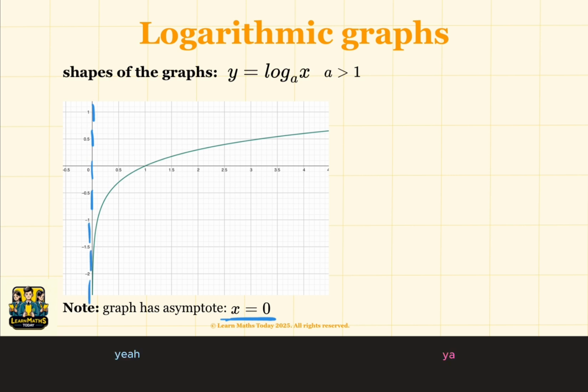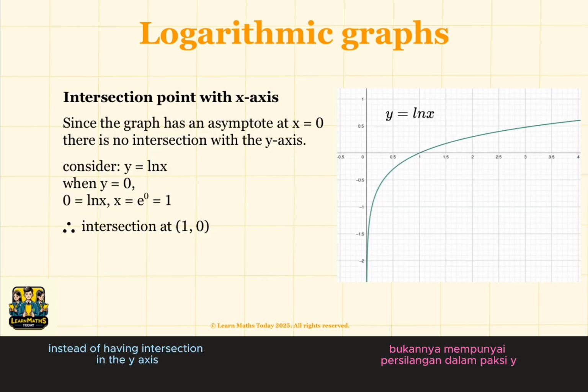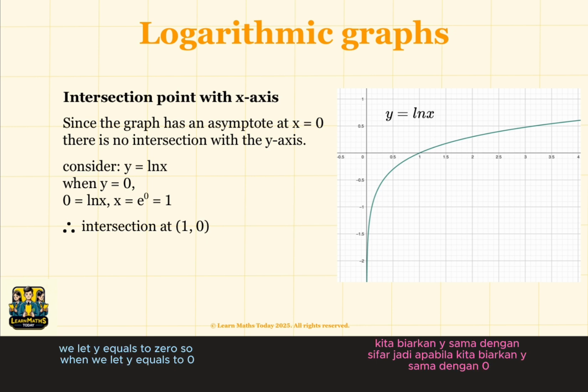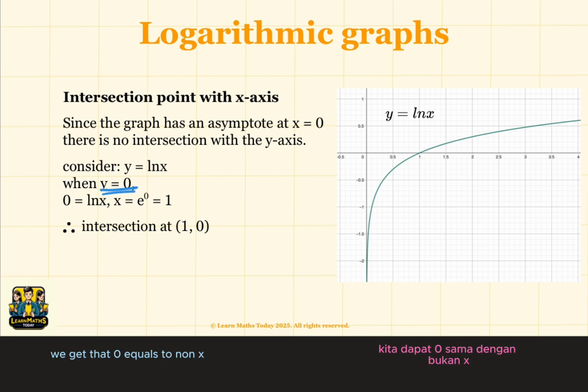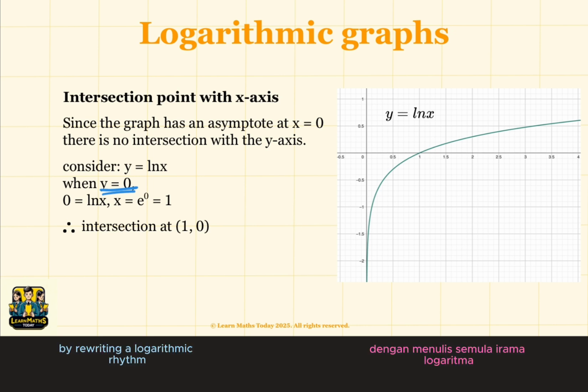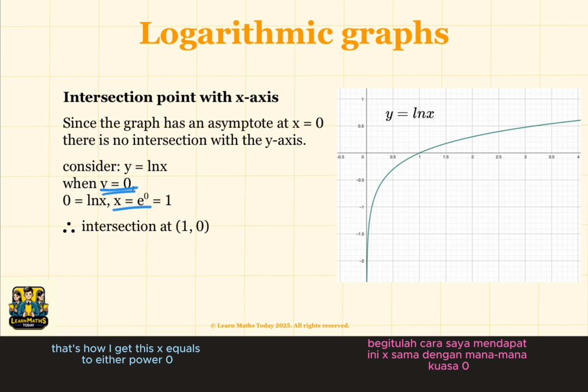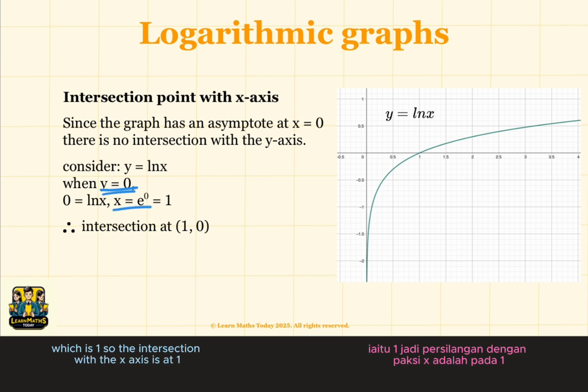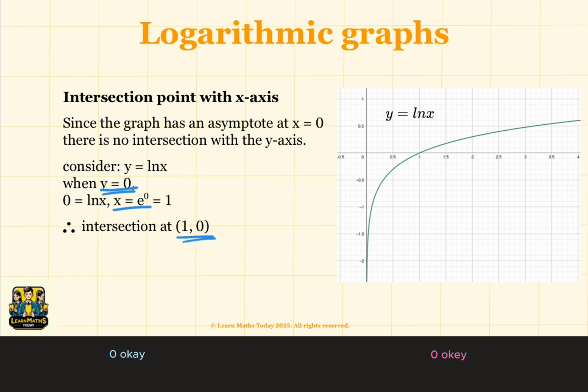Okay, yeah. Instead of having an intersection with the y-axis, this graph will intersect the x-axis instead. So to solve for the intersection of the x-axis, we let y equals 0. So when we let y equals 0, we get that 0 equals ln x. And let's solve for x. So x equals e to the power of 0 by rewriting a logarithm into exponential form. Yeah, that's how I get this x equals e to the power of 0, which is 1. So the intersection with the x-axis is at (1, 0). Okay.